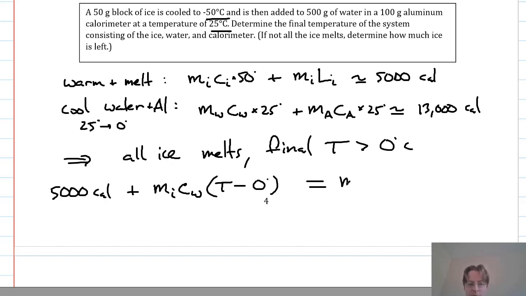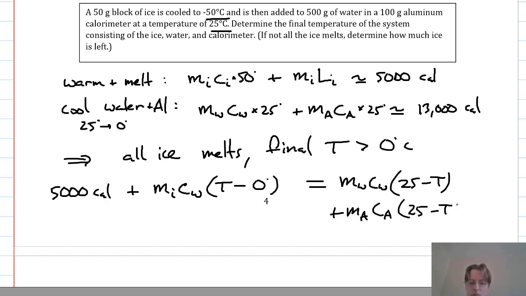So it's M water times C water multiplied by the delta T. It's 25 minus T. T is not 0. Plus the aluminum. Algebra problem now, solve for the temperature. I find the final temperature of the system is about 14 degrees. I have 14.3 degrees Celsius.